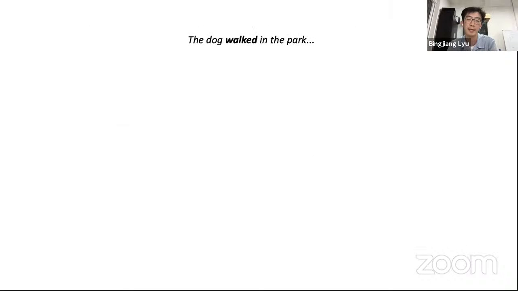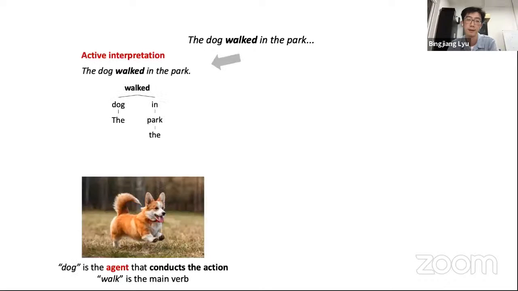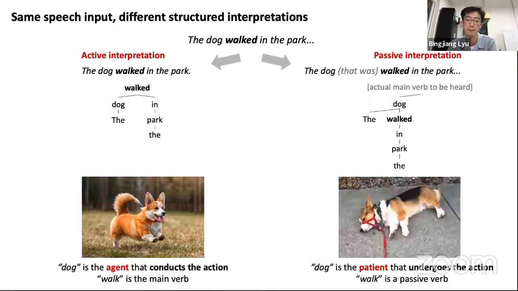Let's have a look at this example. Imagine we hear someone saying, the dog walked in the park. I guess for most of us, it's perfectly fine to consider this as a complete sentence and put a full stop at the end. This gives an active interpretation in which the dog is the agent that conducts the action. So the dog walked by itself, and walked is the main verb of this sentence.